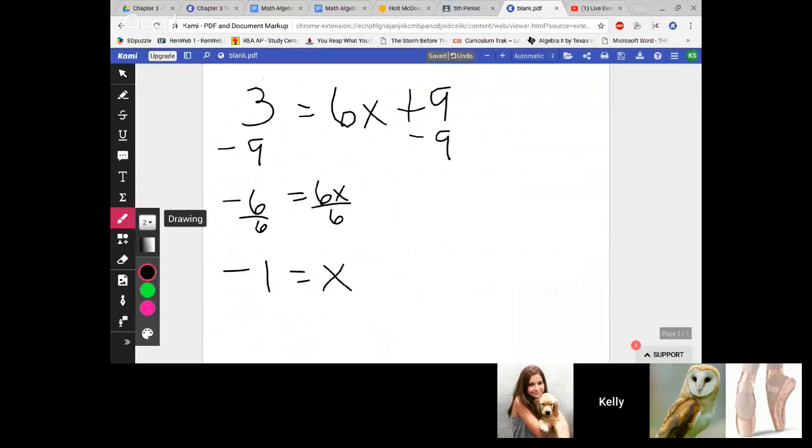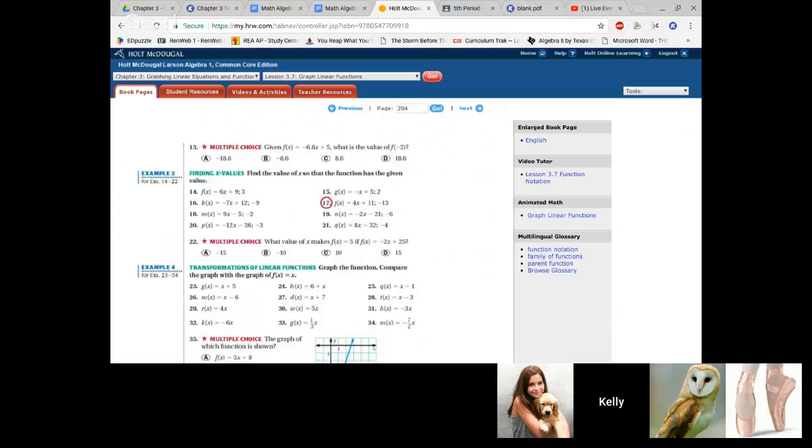So you have to be able to distinguish the difference in the directions. Is that clear for everybody? Tessa, do you get that?